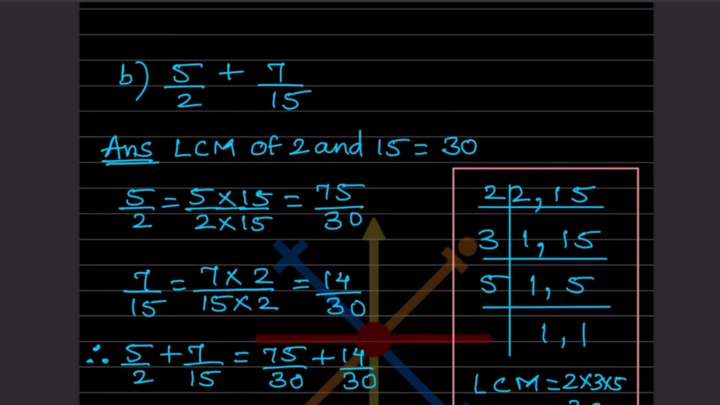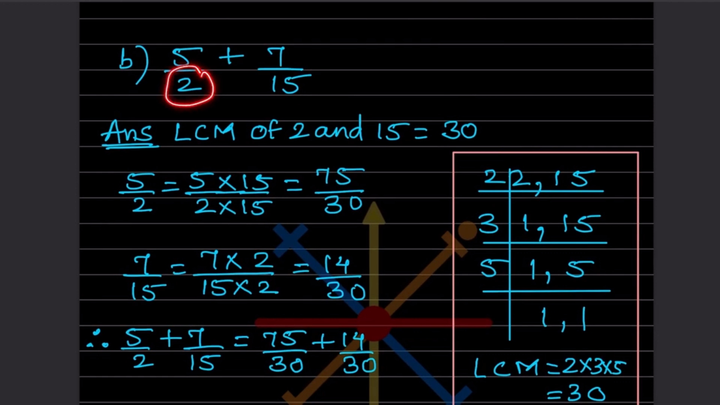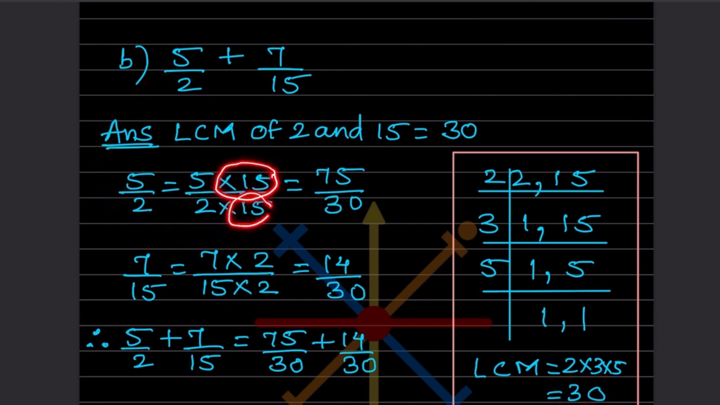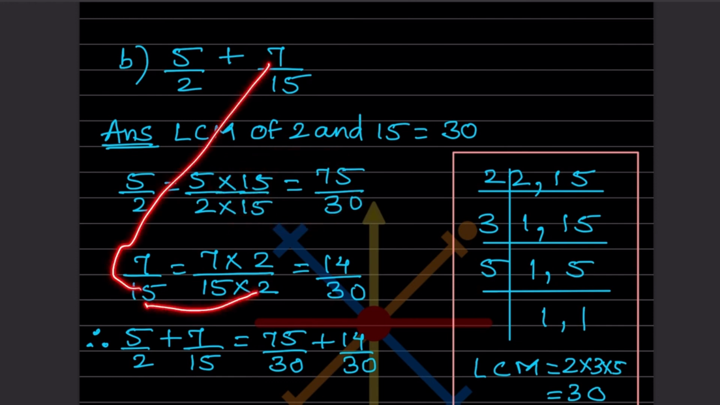Now same over here. This is also adding. So look at this. When we look at the denominator, take the LCM, and the LCM is 30. So you took this over here. You made the denominator 30. So 2 multiplied by 15 is 30. Again here, because this is 15, this is also 15. So 15 times 5 is 75 over 30. Now take this number over here. 15 times 2 is 30. So multiplied by 2 means this also should be multiplied by 2. That will be 14 by 30.